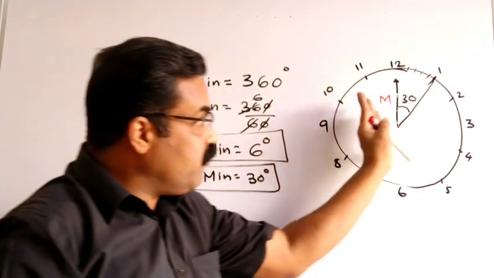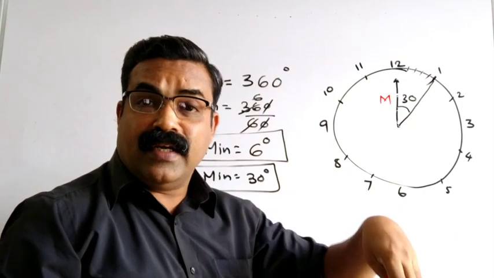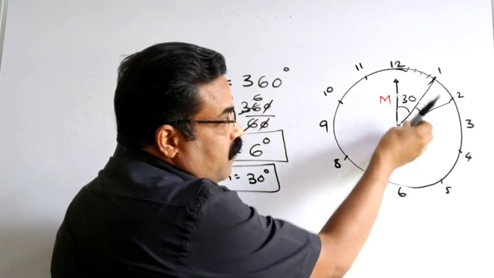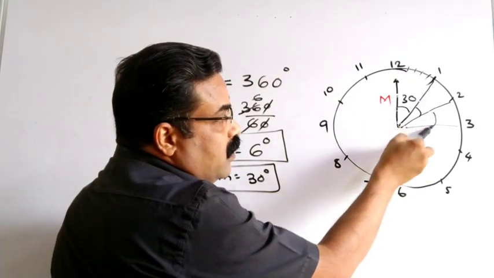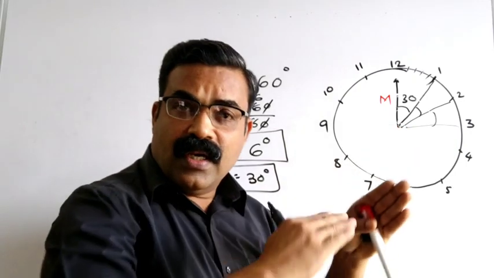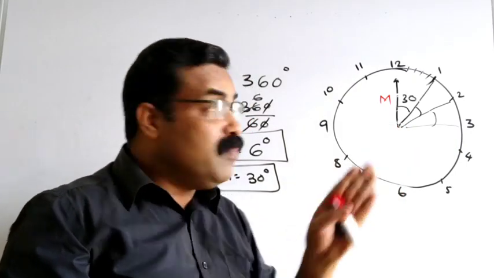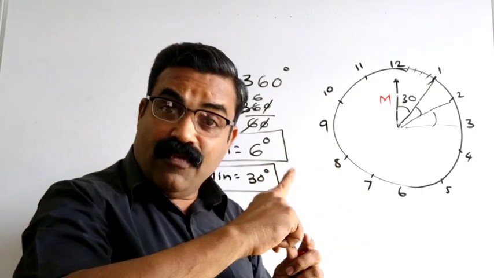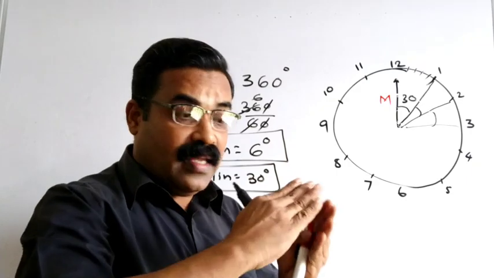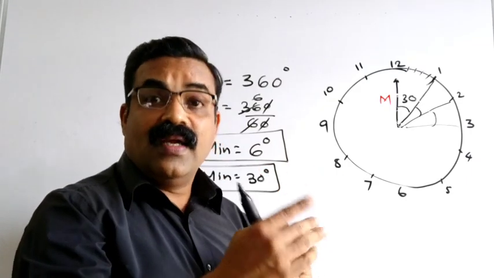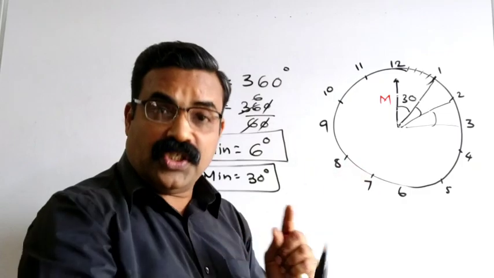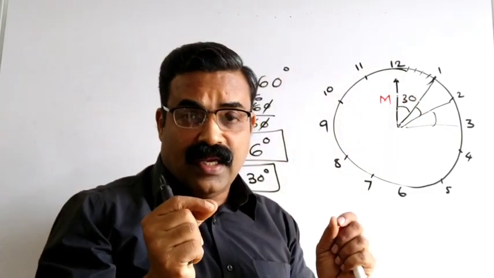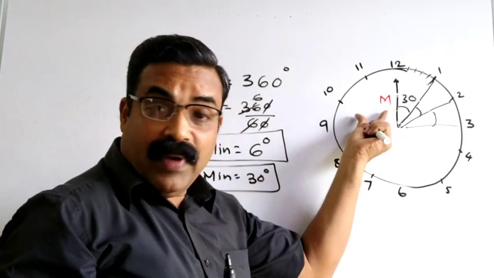So every 5 minutes it becomes 30 degrees. When it moves from here to here, this angle will be 30. From here to here, this angle will be 30. So every 5 minutes, the angle made by this minute hand will be equal to 30 degrees. Every 1 minute it is 6 degrees. Every 5 minutes it is 30 degrees. And in 1 hour, 1 hour means 60 minutes, the total will be 360 degrees. One of the very important concepts about the minute hand.